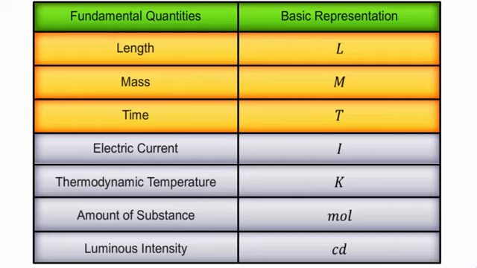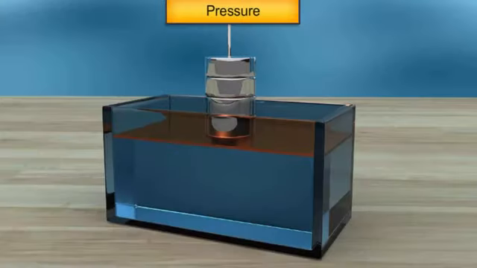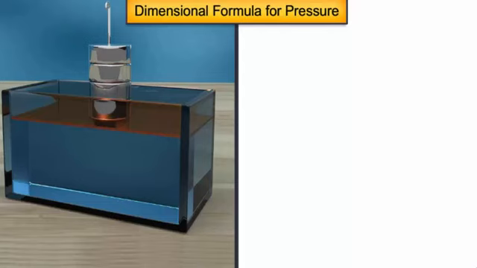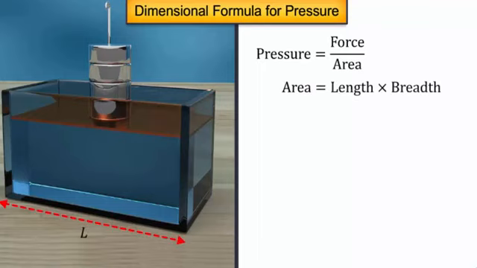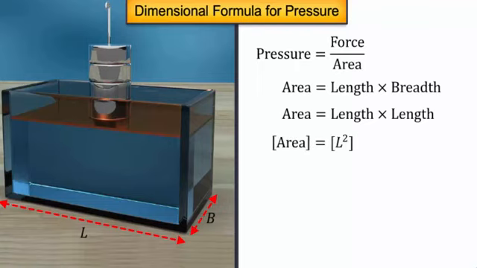Let us look at another example. Let us find the dimensional formula for pressure, which is equal to force per unit area. Area is the product of length and breadth. Length and breadth represent the base quantity, length. Thus, area can be expressed as length squared, and hence its dimensional formula is L^2. We know that the dimensional formula of force is MLT^-2. Now, the dimensional formula of pressure is obtained as shown.